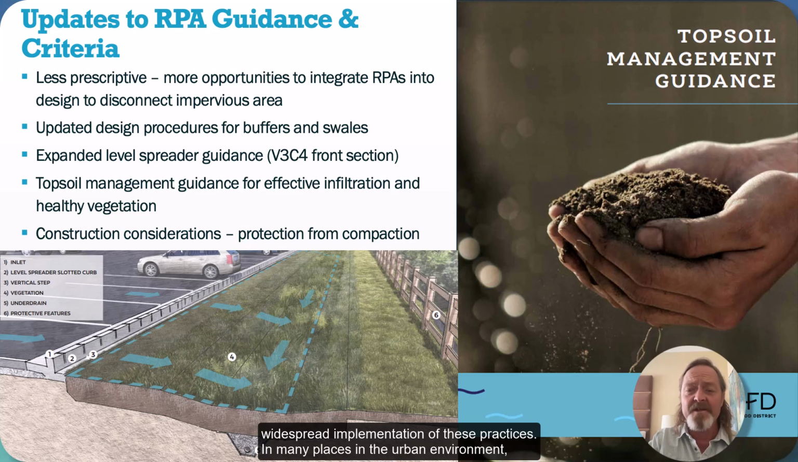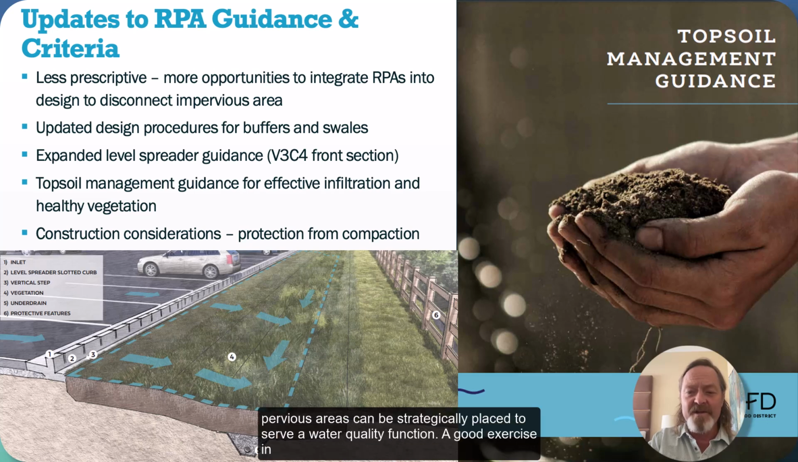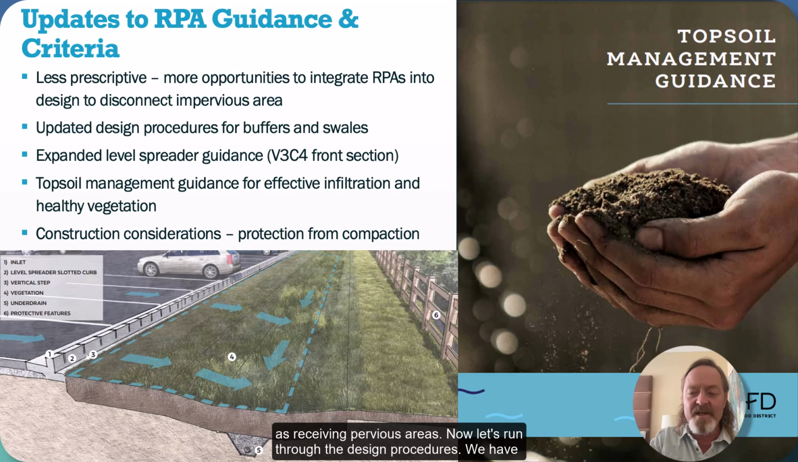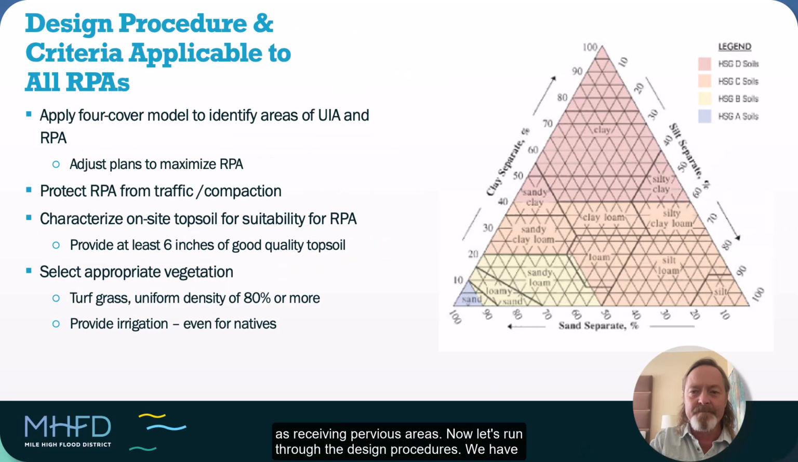In many places in the urban environment, pervious areas can be strategically placed to serve a water quality function. A good exercise in site plan development is to carefully evaluate all of the pervious areas on a site so that you can avoid missed opportunities where separate pervious areas that do not receive runoff from impervious area could instead serve as receiving pervious areas.